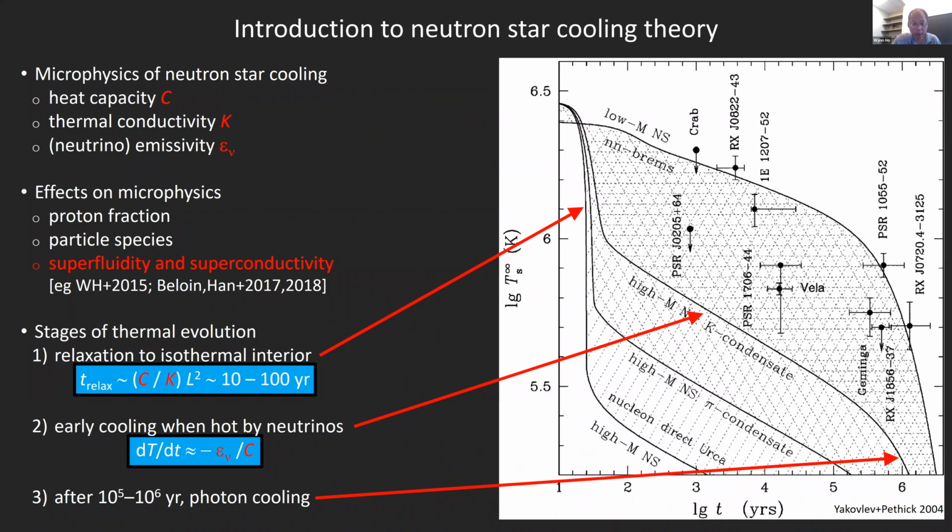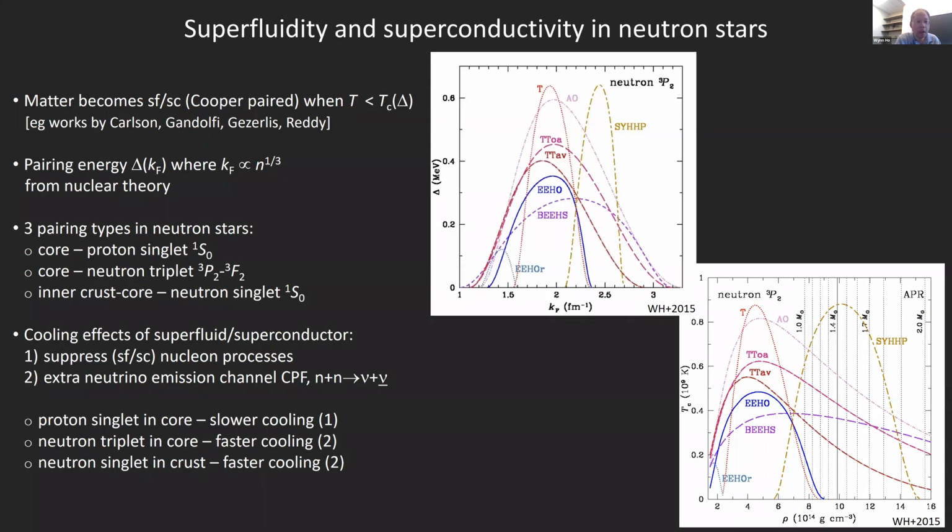So let me concentrate and talk about the effects of superfluidity and superconductivity on neutron star cooling. So you all know that electrons become superconducting when their temperature drops below a critical temperature. Right? In fact, the electrons become Cooper paired, they become paired and become superconducting.